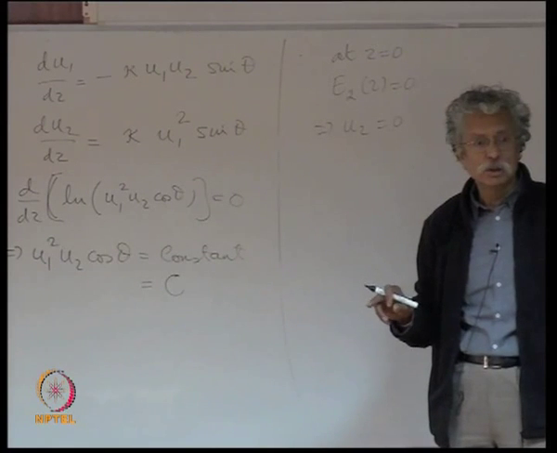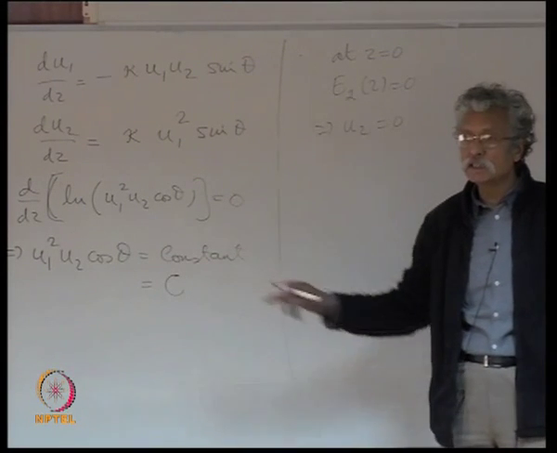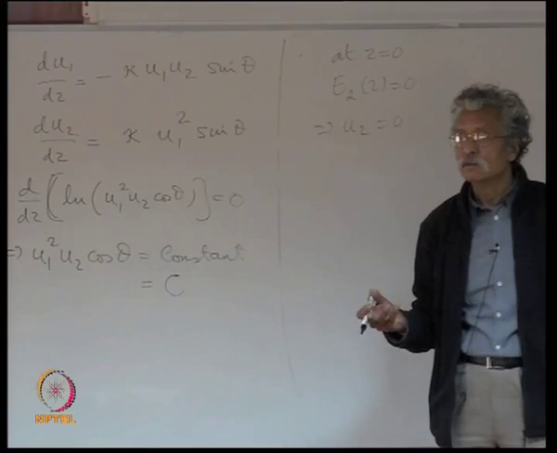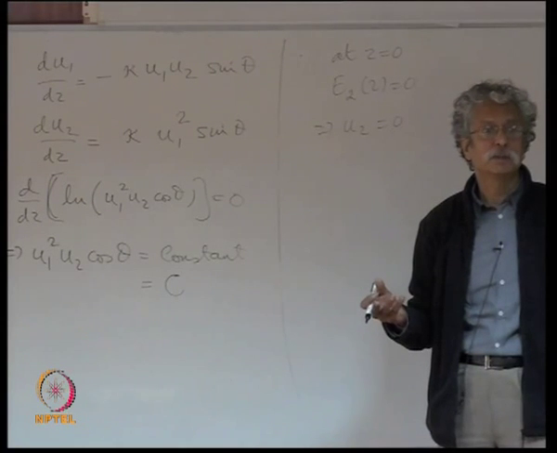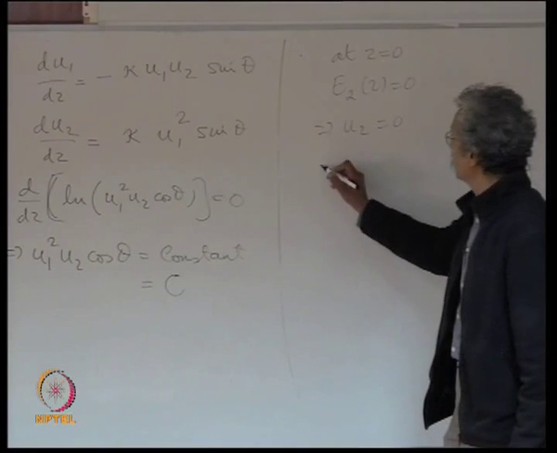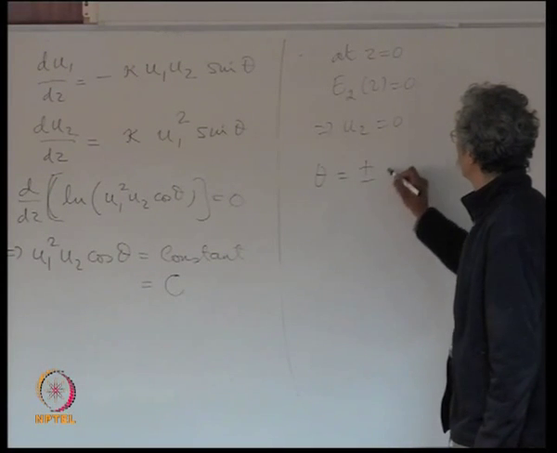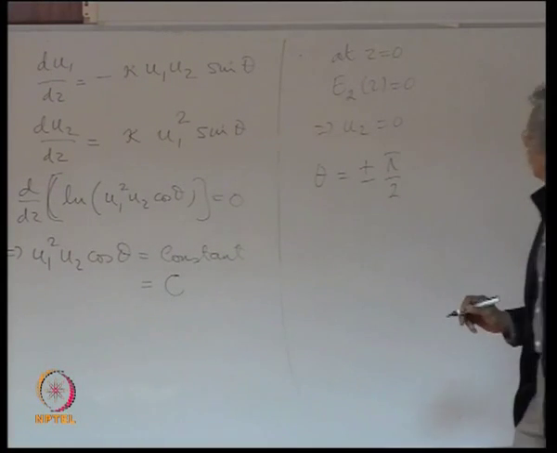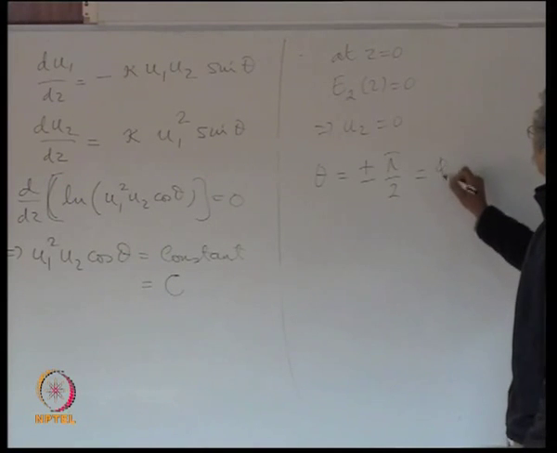u1 will change, u2 will change. So, how will I maintain this equation? Theta has to be, cos theta must be 0, which means theta must be plus minus pi by 2. And remember, theta is phi 2 minus 2 phi 1.